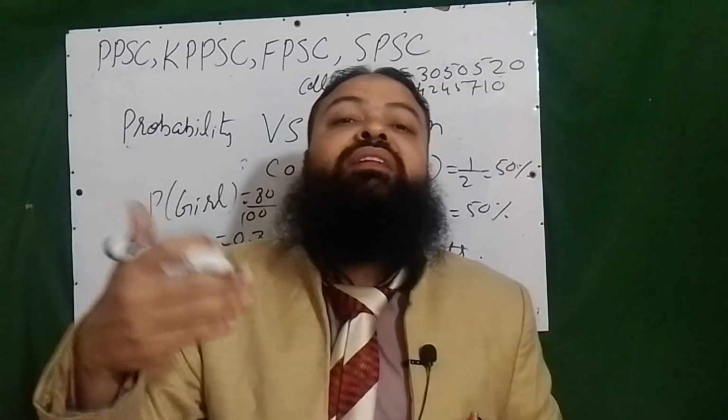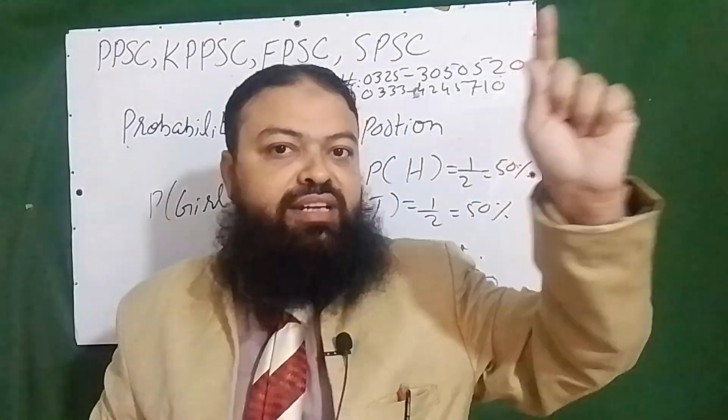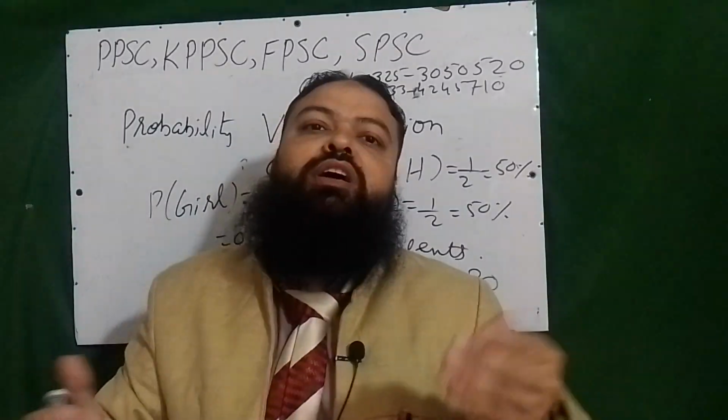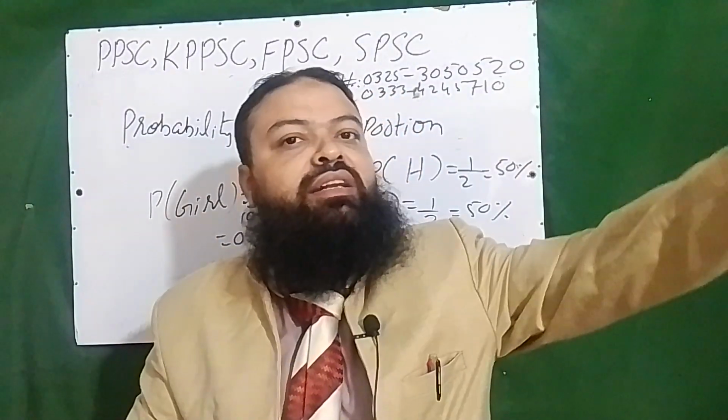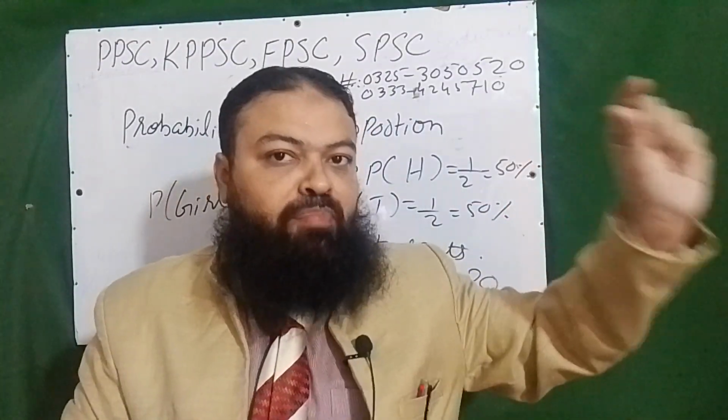There are 1000 voters in a colony and 900 are voting for candidate A and 100 are voting for B. So the proportion of A will be 900 over 1000. That is showing the relationship between the part and the total.